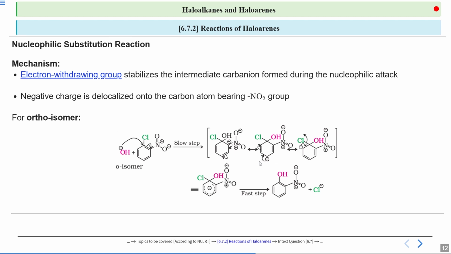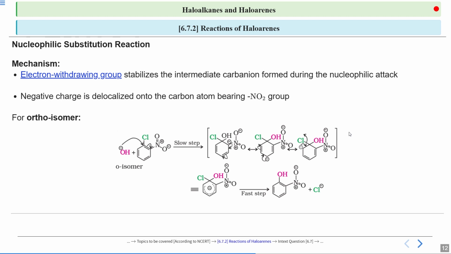This negative charge will again shift to the next carbon, and the double bond will shift to the next carbon. So the electron pair will be present as a negative charge here, and there is a formation of a double bond between these two carbons. Okay, and you will get this structure. Now what will happen? This negative charge will go here and form a double bond with this carbon, and this chlorine along with its electrons will be removed from here. Okay, and you will get your final product.